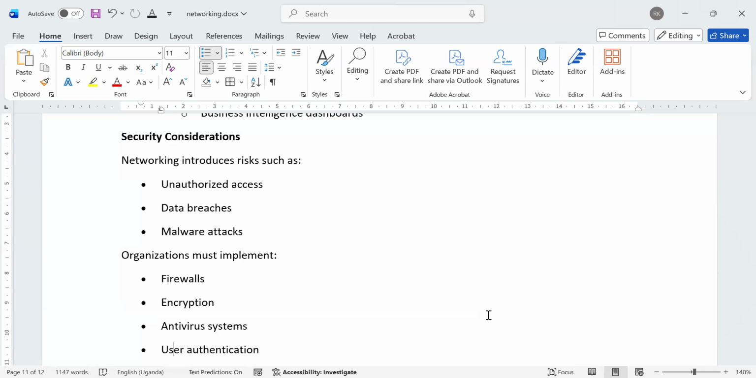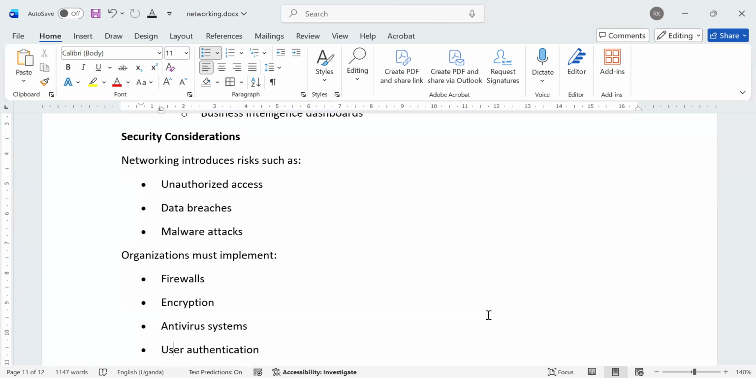Okay. Now the question here is, how secure are we? The moment you put a network cable, someone can access your computer. So we are saying network introduces risks such as unauthorized access. The moment you put a cable, it means it is no longer only you who can access that computer. So there's a lot of unauthorized access, wrong people who are going to come and access your work. Data breaches. So many people are going to come and steal your data. And malware attacks. So what do we do?